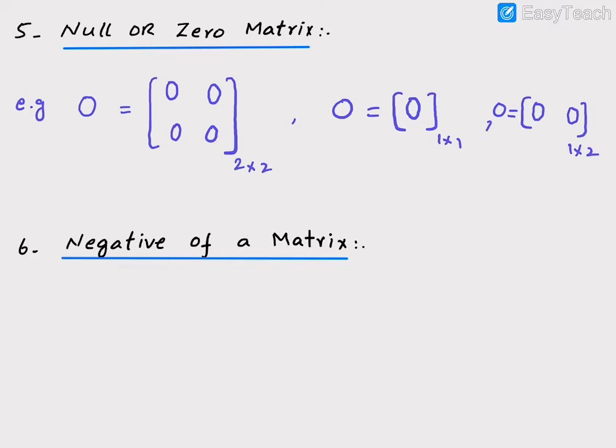So what is a null matrix? All elements are 0.